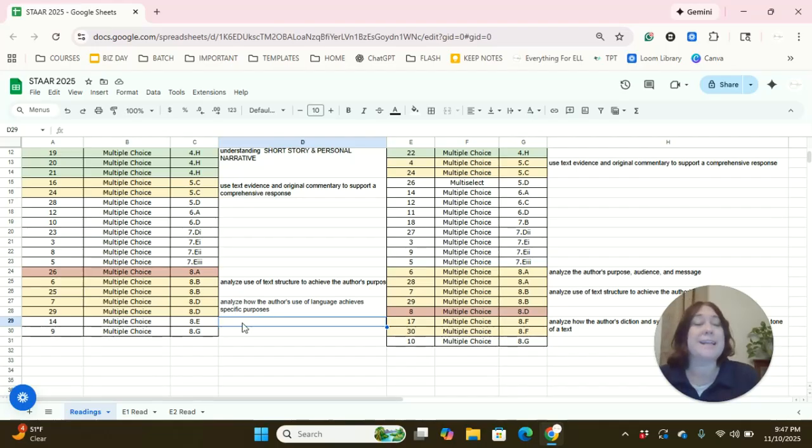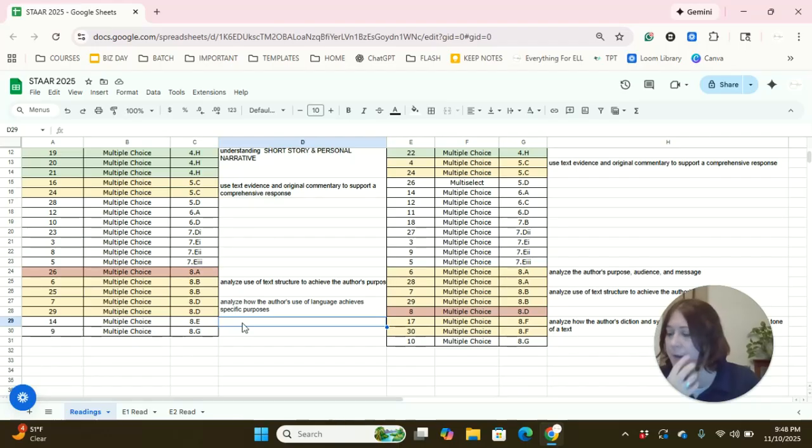8B is looking at text structure, and I do not believe these came up last year in 2024. I'd have to double check. But this is also kind of new where they asked it twice on English 1 and twice on English 2. And maybe last year, if they asked it, they might have only asked it once on one or the other. So text structure, they asked, I believe, on both of them what the author's purpose was for using a chronological order. So making sure your students just know what chronological means could be beneficial for that.